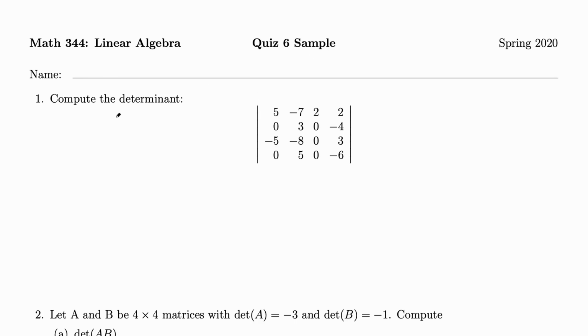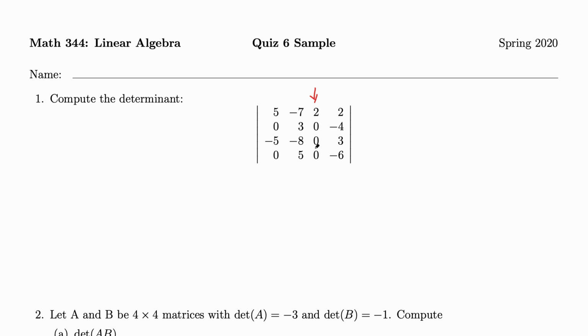Quiz 6 sample. In number 1, we are asked to compute the determinant. So we have 4 rows and 4 columns. Now we can expand with respect to any row or any column. So we want to choose the row or column that contains the most zeros. And looking at this, we can clearly see this row, this column.